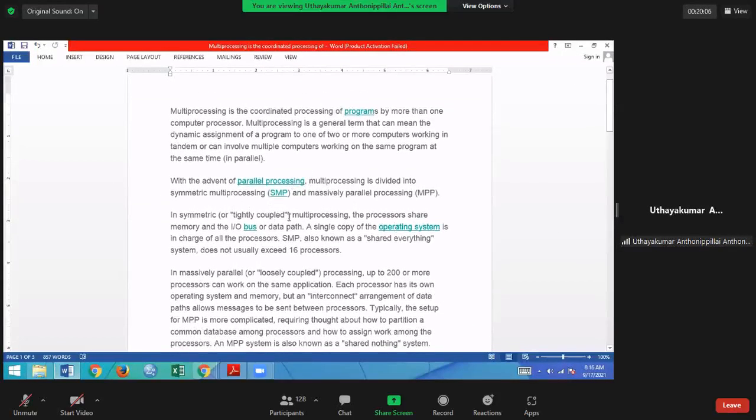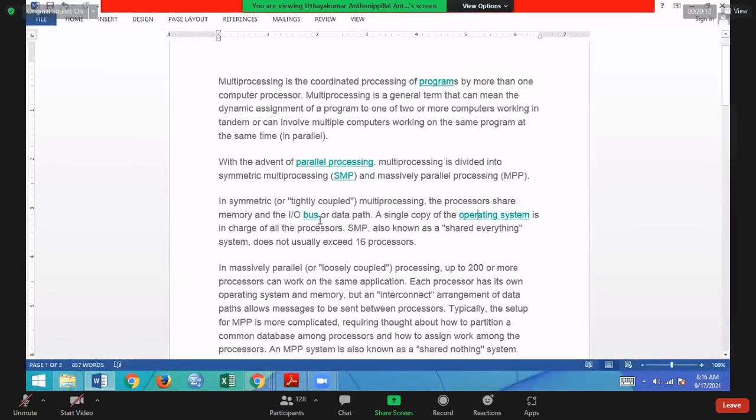In symmetric multiprocessing, the processors share memory and the I/O bus, the input-output data bus or data path. A single copy of the operating system is in charge of all the processors. Symmetric multiprocessing, also known as a shared everything system, does not usually exceed 16 processors. So SMP can have a maximum of 16 processors.